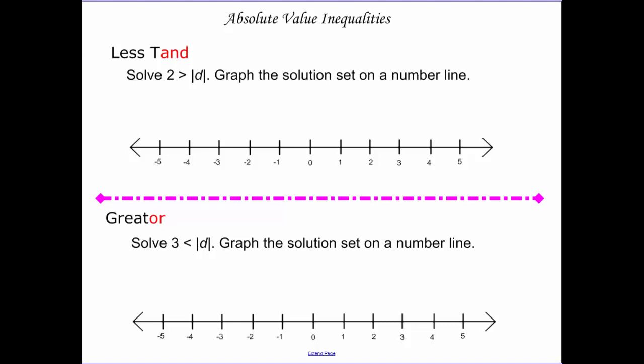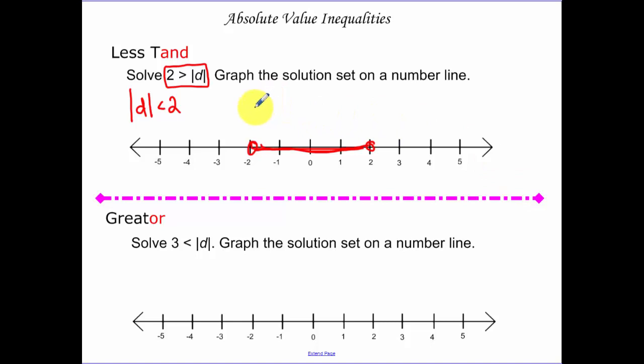Today we're going to be talking about absolute value inequalities. When you look at this statement right here, we have the absolute value of D less than 2. Remember, absolute value means distance. So what number's distance is less than 2? From 0, we have everything from 2 all the way to -2. All of these numbers along here, their distance is less than 2.